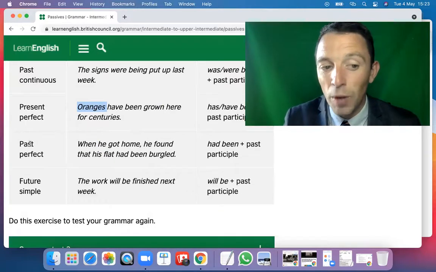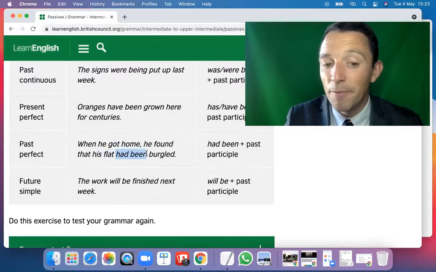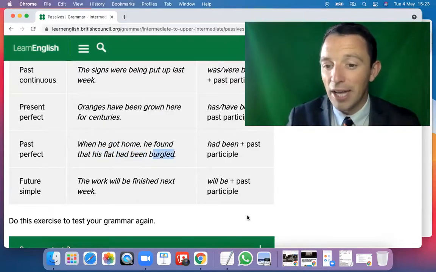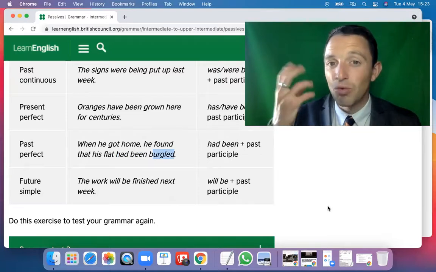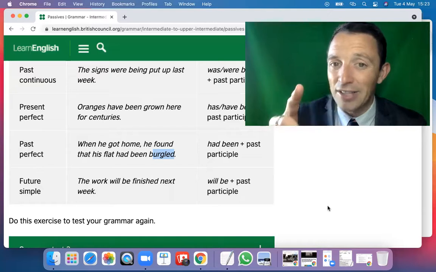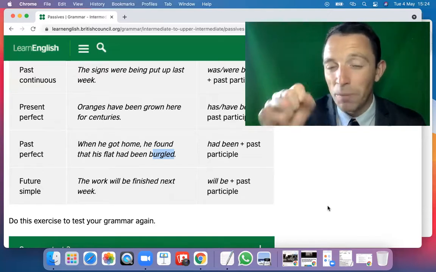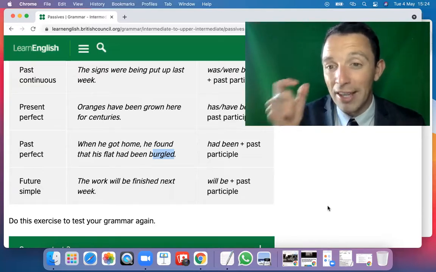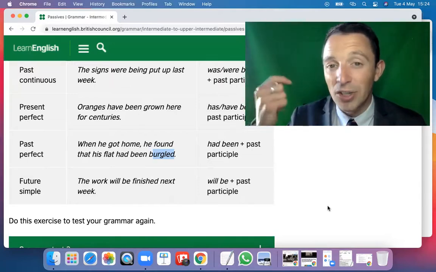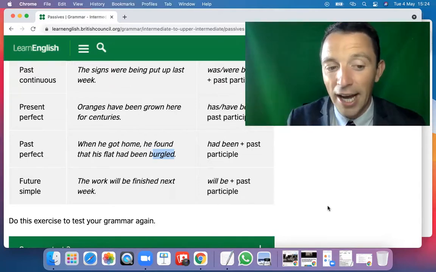Again, we have the past perfect. So when he got home, when he arrived home, he found that his flat, his apartment, had been burgled: the verb to be in the past perfect plus the participle of the next verb. The verb to burgle is like to rob the house, to rob the contents of the house. When the person enters the house and takes the contents, that's the verb to burgle. And the person is a burglar. You can have a burglar alarm as well, which is another name for the security alarm on the house.